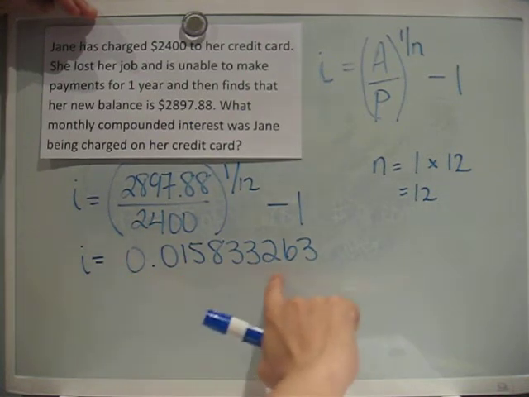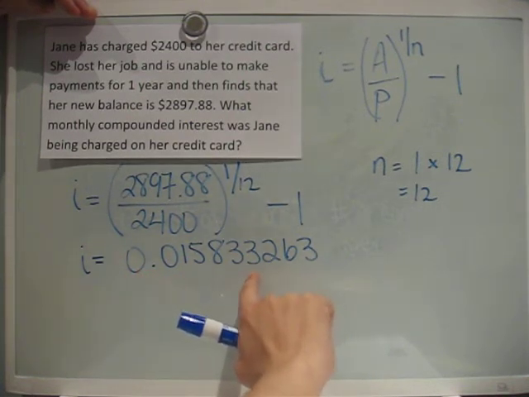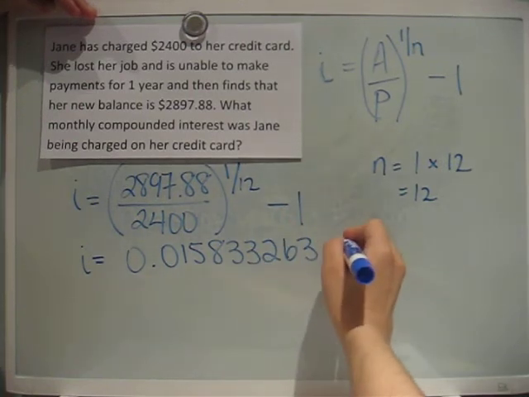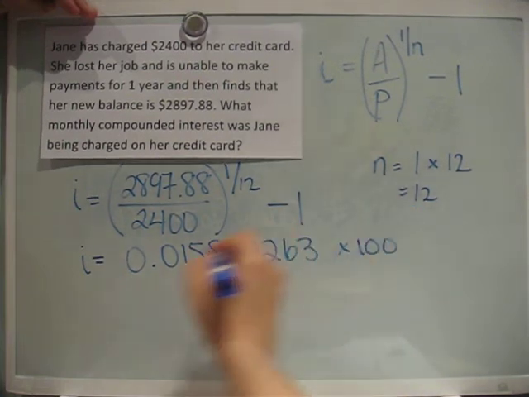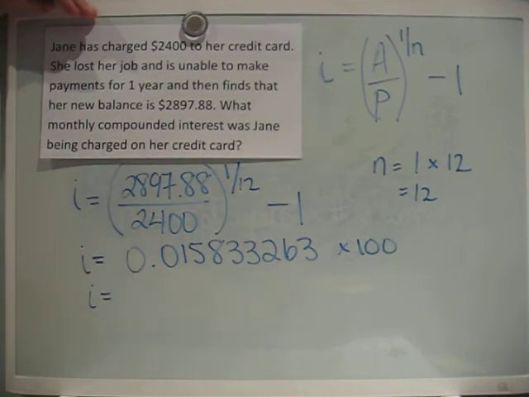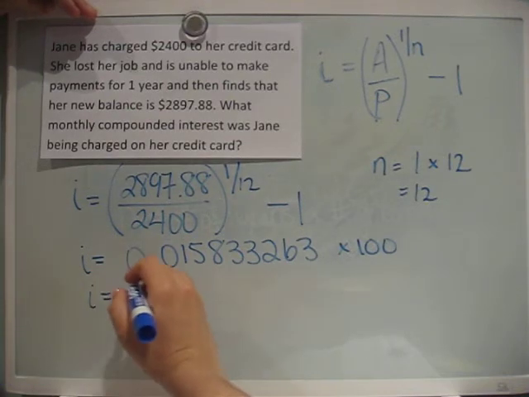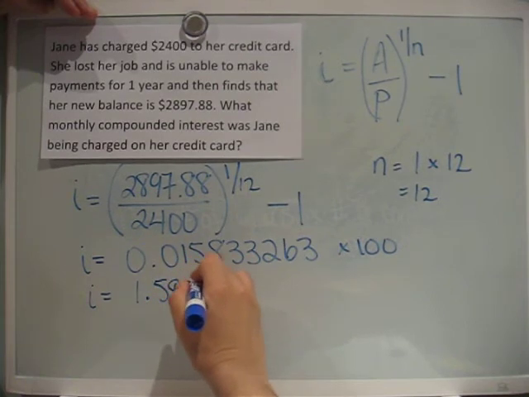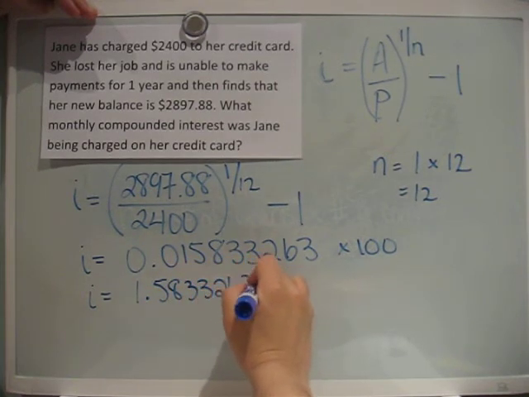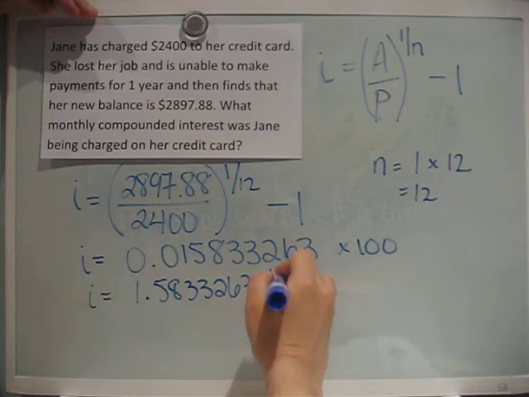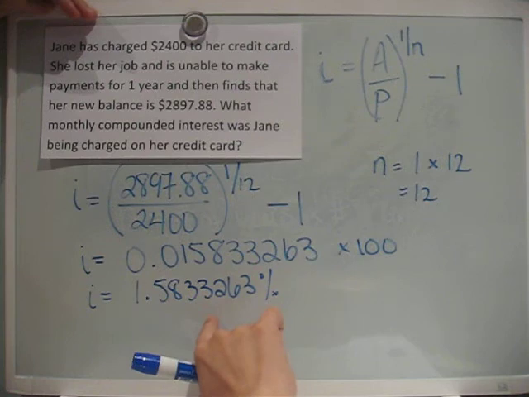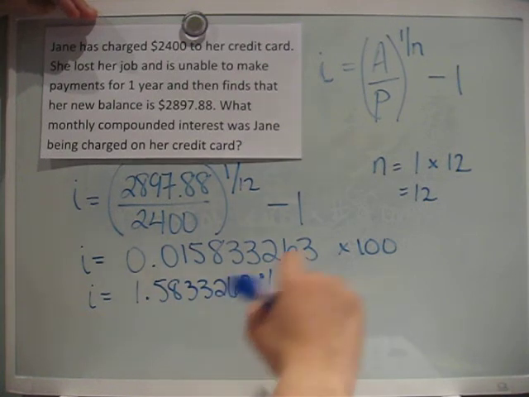Okay, but to start off, this is in decimal form. We normally quote our interest rates in percentage form. So the first thing I would do is multiply this by 100, so then we have a percentage form rather than the decimal form. So that would be 1.58333%. So since this is the periodic rate, this is how much interest is being added on to her credit card balance each month.